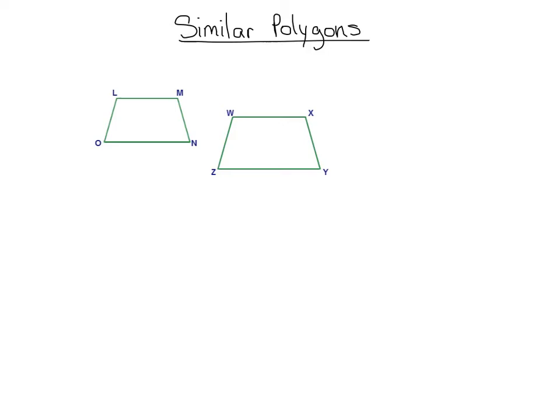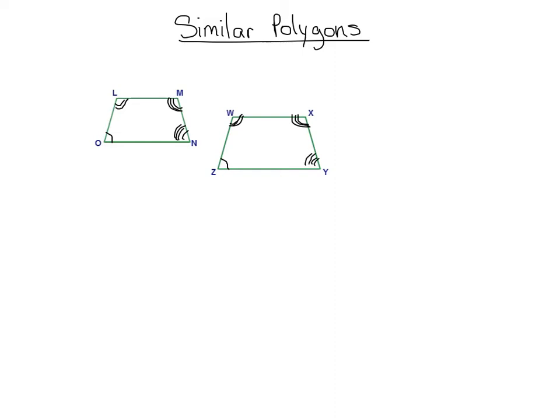Alright, so if they have the same shape, then what's definitely going to happen is that our corresponding angles will be congruent. Angle O will be congruent to angle Z in this case. Angle L will be congruent to angle W in this case. Angle M will be congruent to angle X in this case, and angle N will be congruent to angle Y.